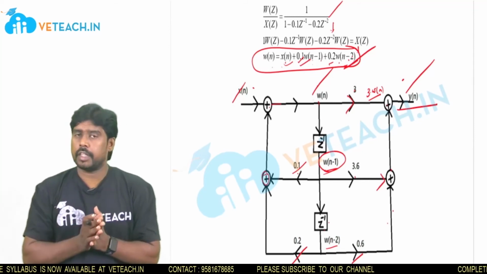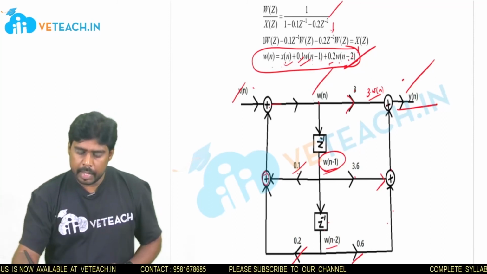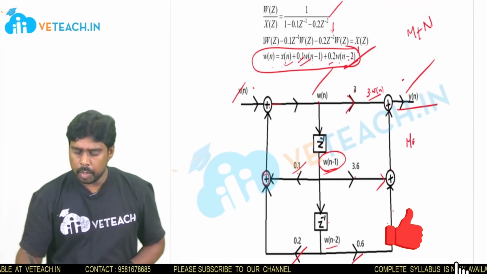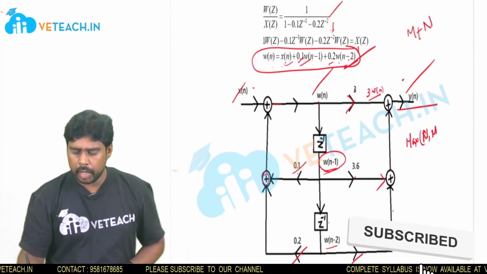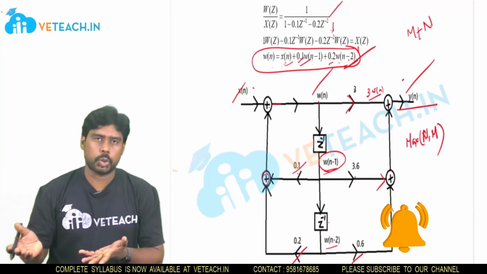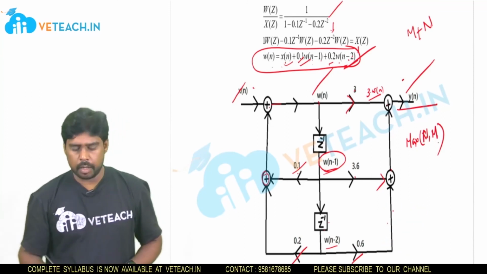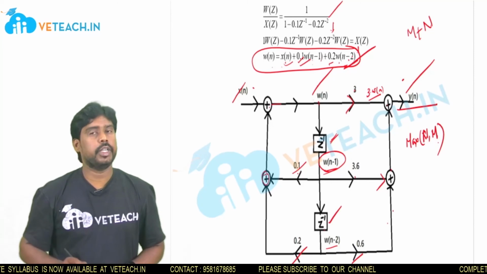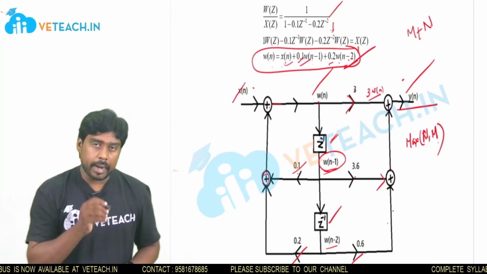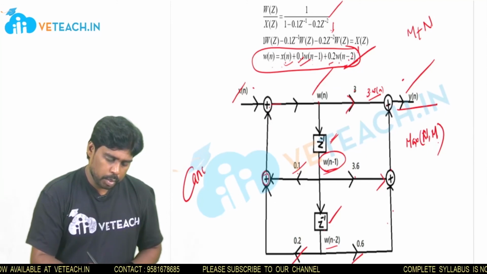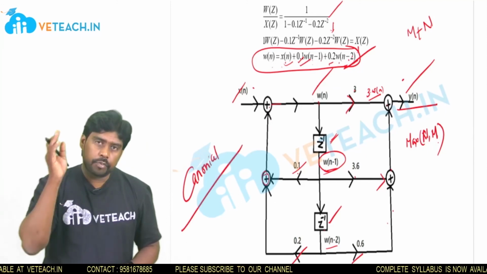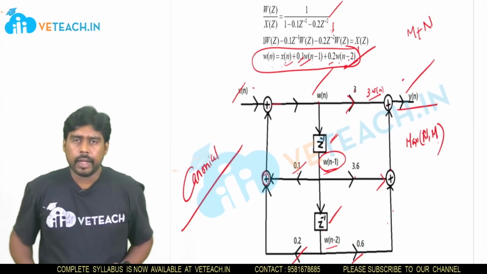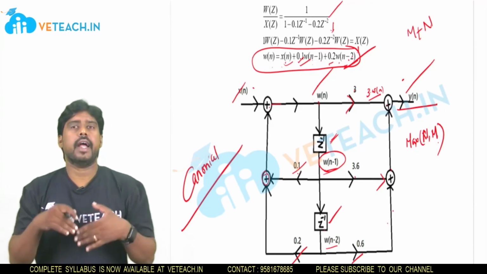So the difference here is that in direct form 1, M plus N delay elements are required, but in direct form 2, the maximum of N comma M. Of course, here N and M values are both 2. So since both values are 2, only 2 unit delay elements are required. This direct form 2 structure is called the canonical structure, and the direct form 1 structure is called the non-canonical structure.